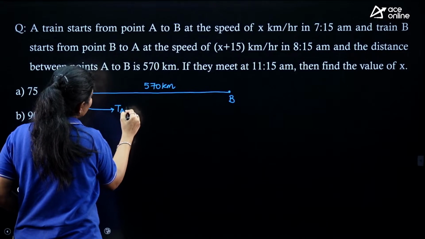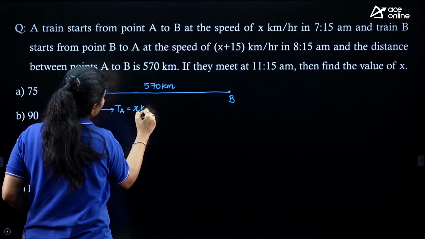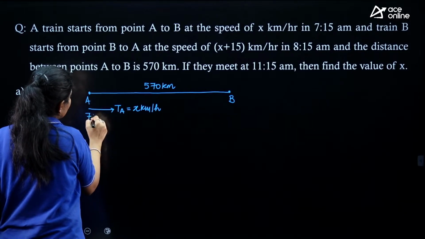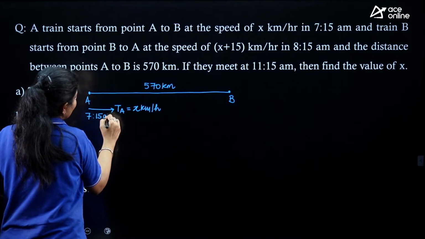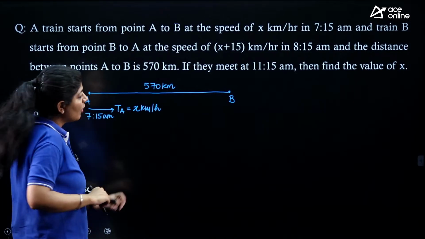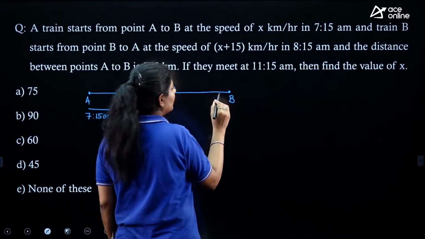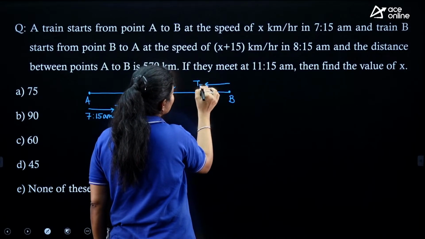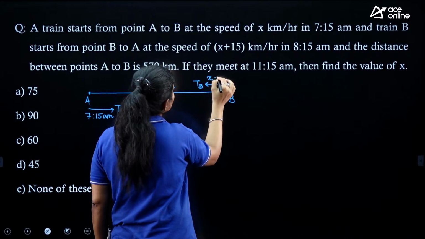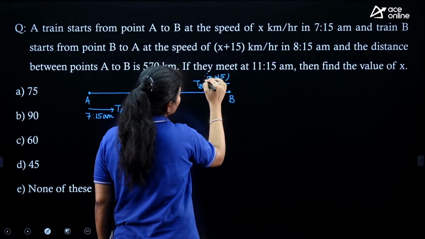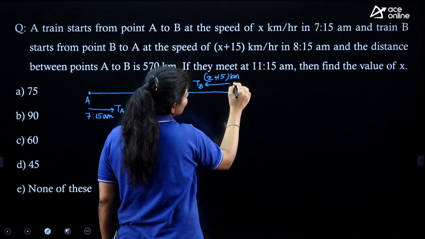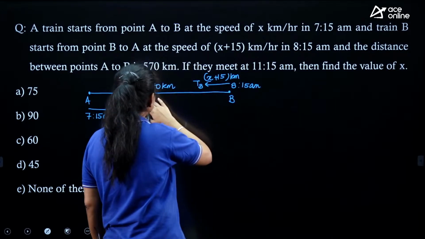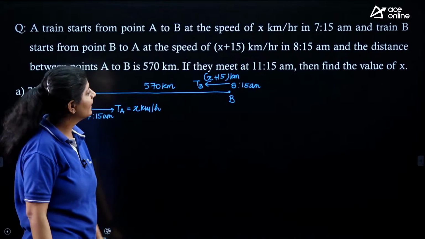Train A is running at a speed of x kilometers per hour, and this train started at 7:15 am. Now from point B, there's one more train and it started with the speed of train B, let's suppose, with the speed of x plus 15 kilometers per hour. But it started at 8:15, that means 1 hour after this first train started, right?